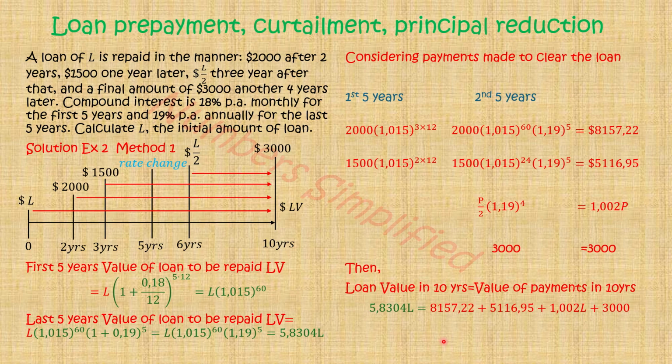Now that we have that, we move on to solve for L. If we move the 1.002 L to the left-hand side, we are going to have 4.8284 L is equal to $16,274.17. And of course, since we are trying to find the value of L, L becomes $3,371, and that will be our final answer.